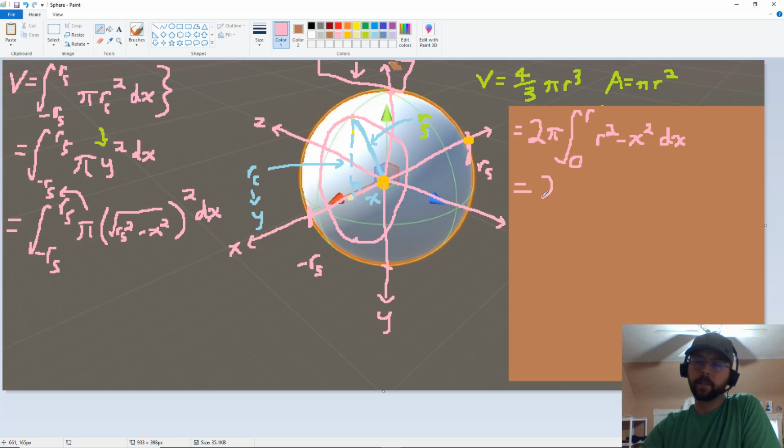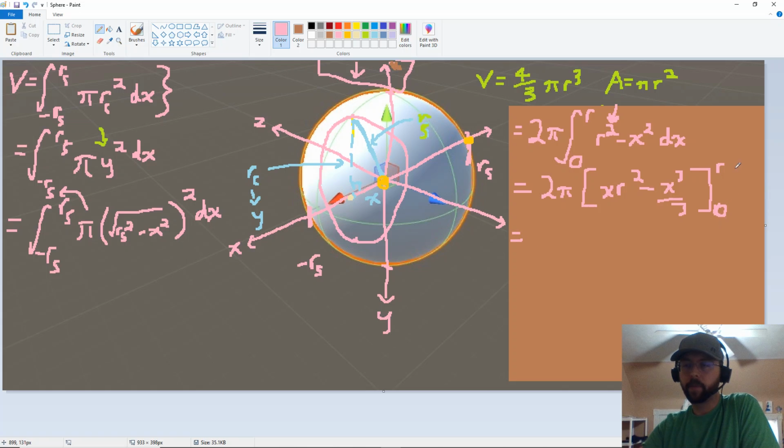So quickly, 2 pi. This r squared is technically a constant, so we're going to treat it as a constant. So we just need to multiply it by x. So x r squared minus x cubed over 3, going from 0 to r.